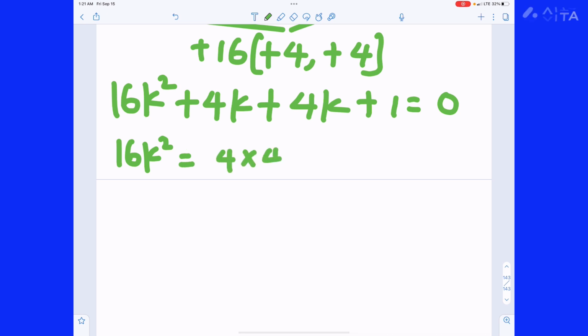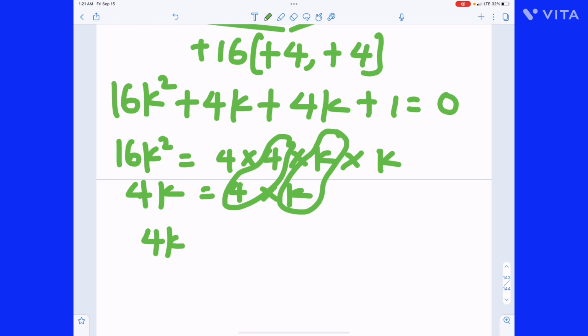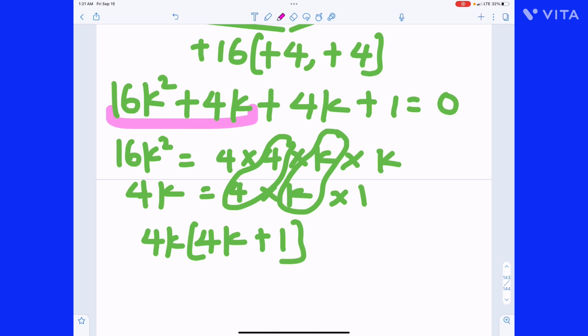16 is 4 times 4. K squared is k times k. Here 4k is what? 4 times k. So you will see my common factors are k and 4. So if I write 4k out, in the first term I'll be left with 4k, and in the second term I can put 1 here, so that I'll be left with plus 1. So my answer for the first half of the factorization is 4k common, then 4k plus 1.